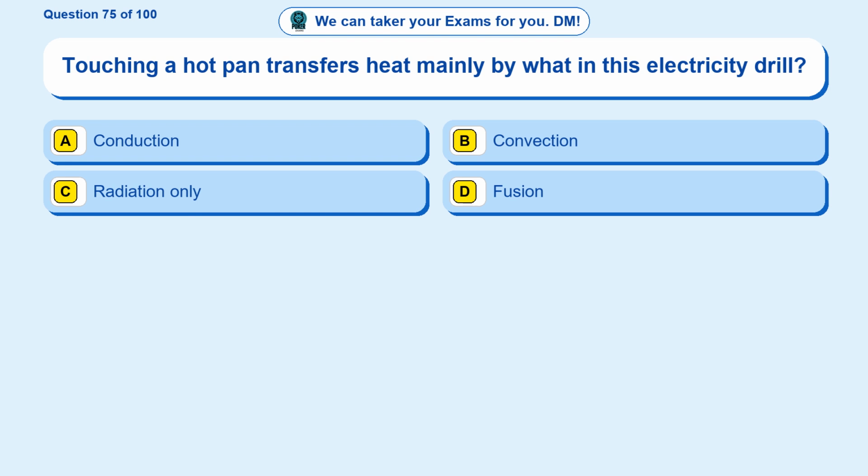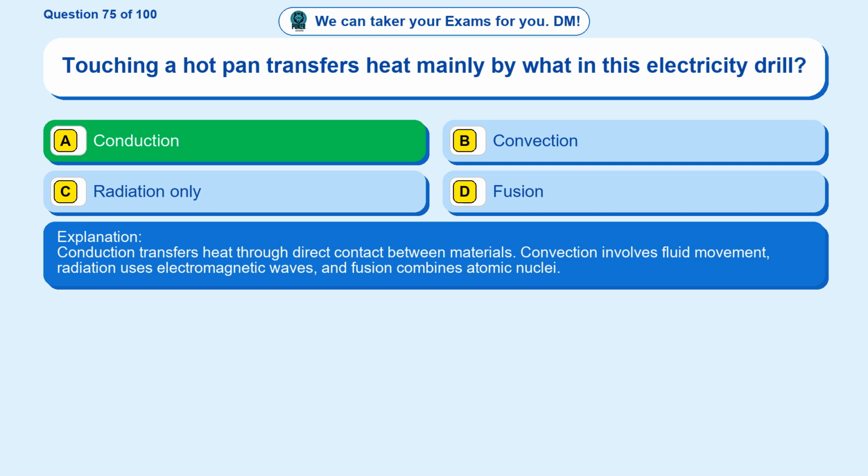Question 75. Touching a hot pan transfers heat mainly by what in this electricity drill? Option A, conduction. Option B, convection. Option C, radiation only. Option D, fusion. The correct answer is option A. Conduction. Conduction transfers heat through direct contact between materials. Convection involves fluid movement, radiation uses electromagnetic waves, and fusion combines atomic nuclei.